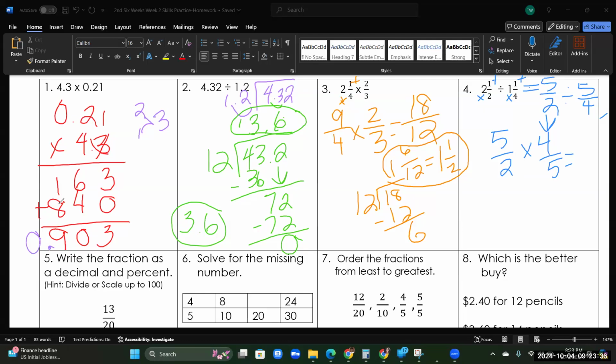Then we'll multiply across. 5 times 4 is 20. 2 times 5 is 10. Then, of course, we can divide it out. 20 divided by 10 will give us 2 as a whole number. Nothing left over. So just 2.